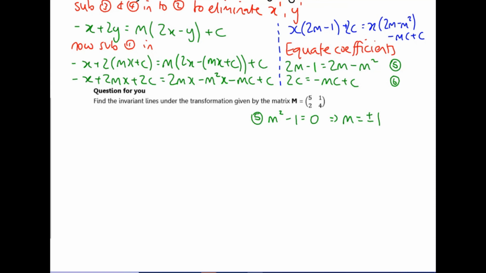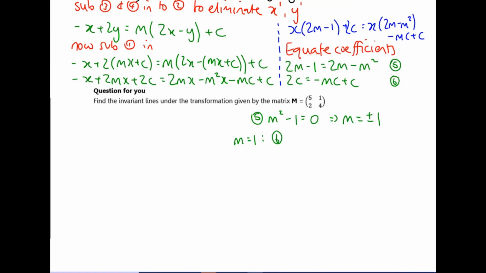Now that I've got some values for m, I can put that into equation 6 and see what corresponding values for c I need for each of those. And then that will give me the equations of these. So I've got one equation that's got a gradient of 1 and I've got one that's got a gradient of minus 1. I need to see what values of c I can get for these. Both of these equations 5 and 6 have to work at the end of this.